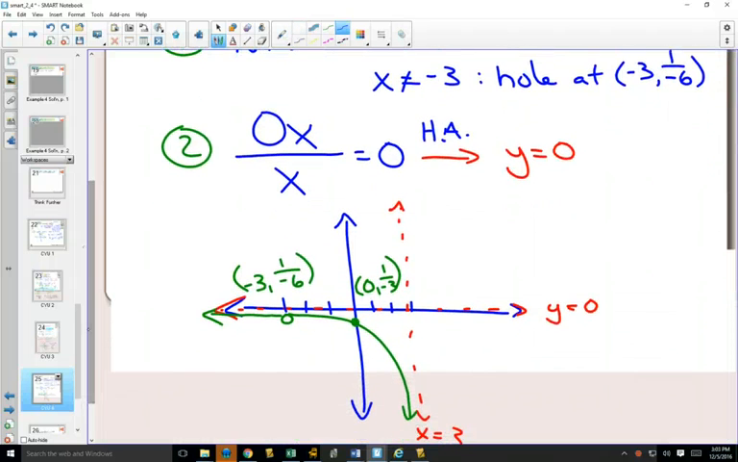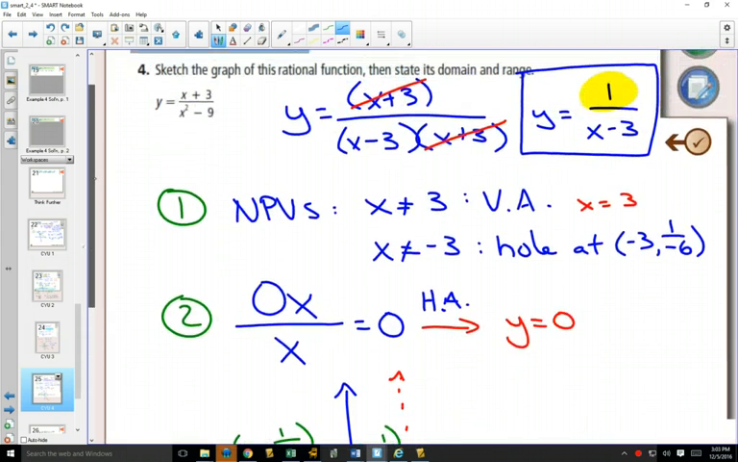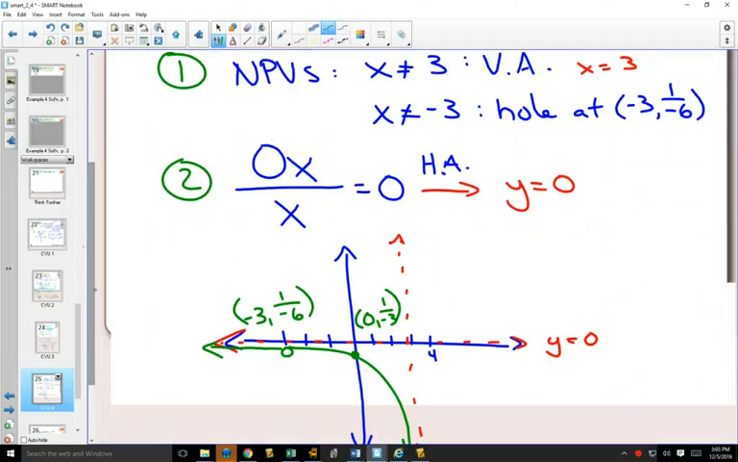Then to graph this further, we need a point in this section. So let's plug in when x is equal to 4. X is equal to 4 will give us 1 over 1. So we have the point 4 comma 1.